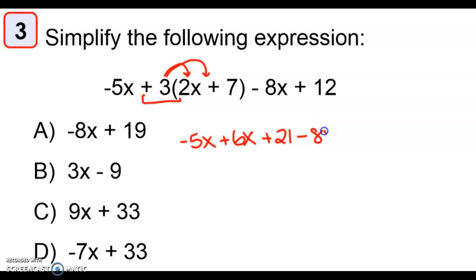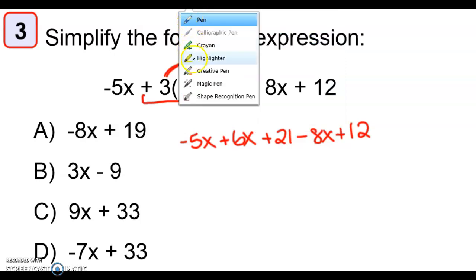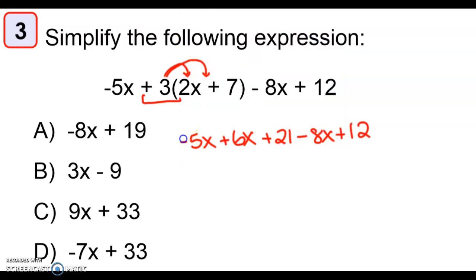I'm going to bring down my -8x plus 12. Now what I need to do is put numbers together that are alike. I can put my negative 5x together with my 6x and with my negative 8x. I can also put my positive 21 with my positive 12. So I'm going to go ahead now and combine those.